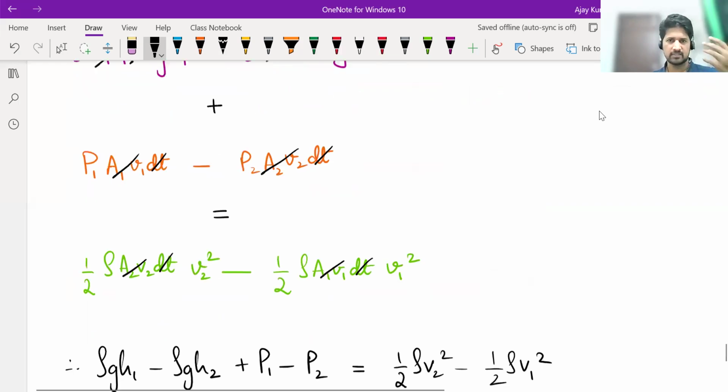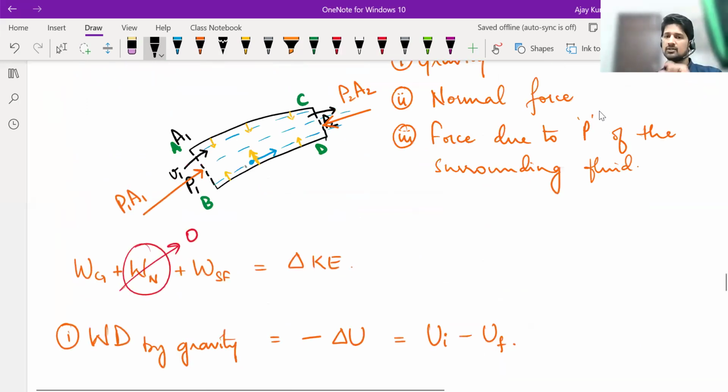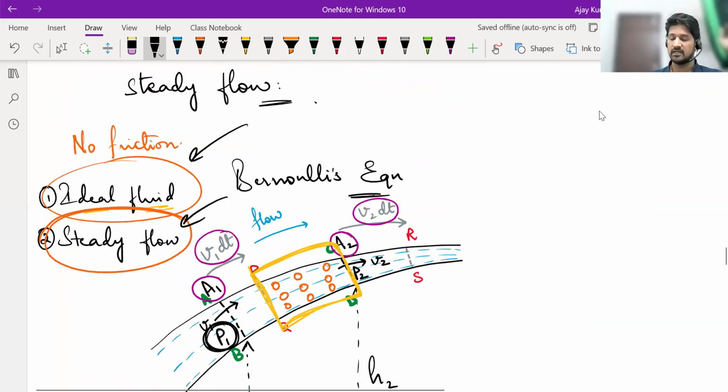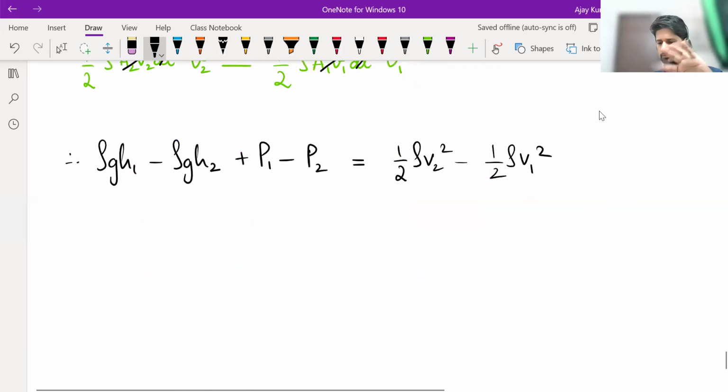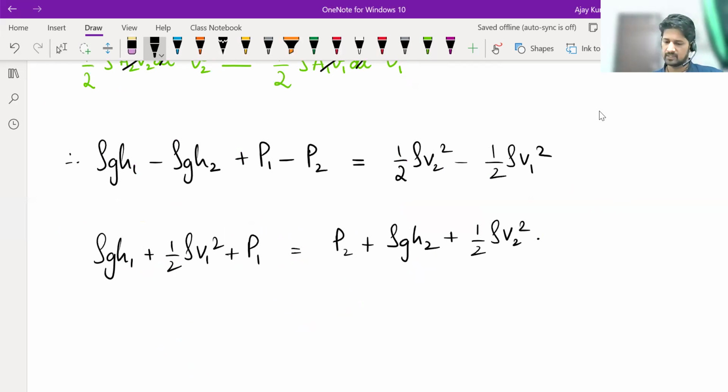But what I actually wanted you to understand in this derivation is how the assumptions matter and why the final equation won't be applicable if the assumptions are not satisfied. Ideal fluid and steady flow. Fine. Now keep all the 1 terms on one side and 2 terms on the other side. You get rho G H1 plus half rho V1 square plus P1 is equal to P2 plus rho G H2 plus half rho V2 square.